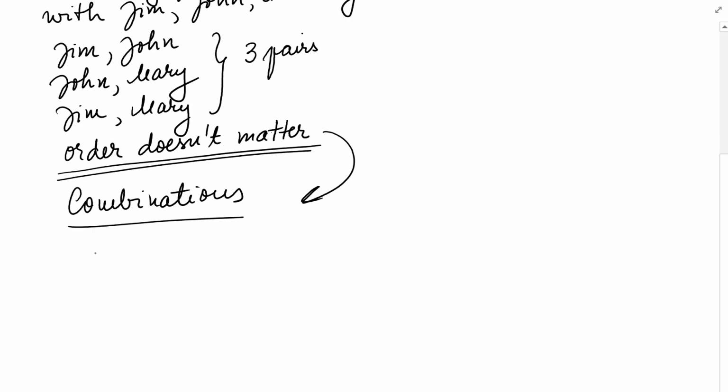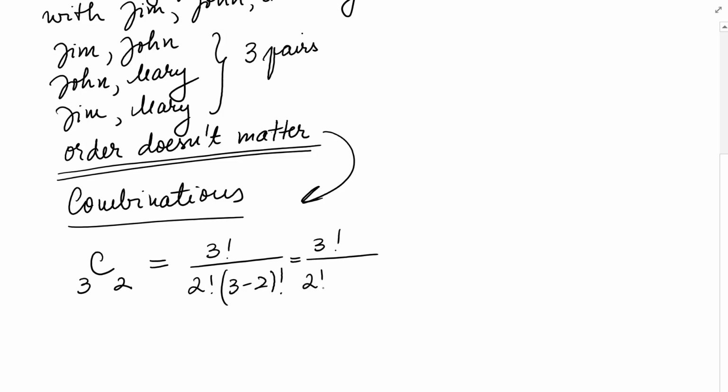So in this case, it would have been combination of 3 taken 2 times. There are 3 people and we wanted to make groups of 2. So it's going to be 3 factorial over 2 factorial times 3 minus 2 factorial, which means 3 factorial over 2 factorial times 1 factorial. 3 factorial can be written as 2 factorial times 3 over 2 factorial. 1 factorial is 1. These two cancel and we get 3, which we got before.